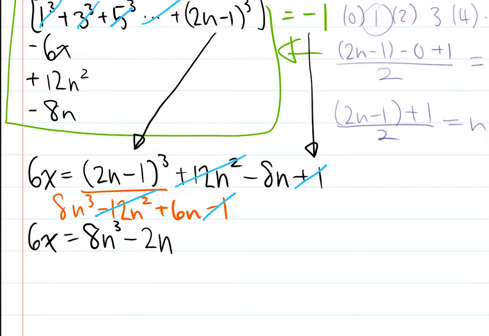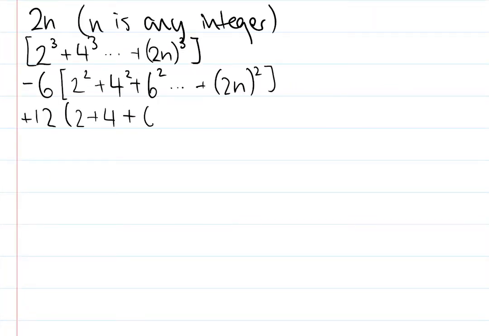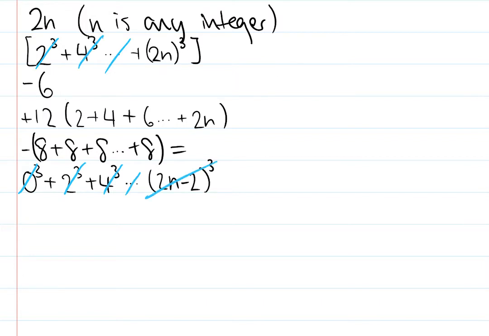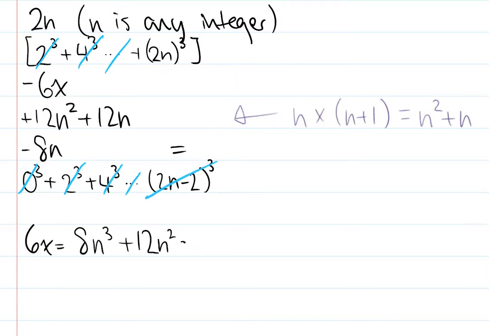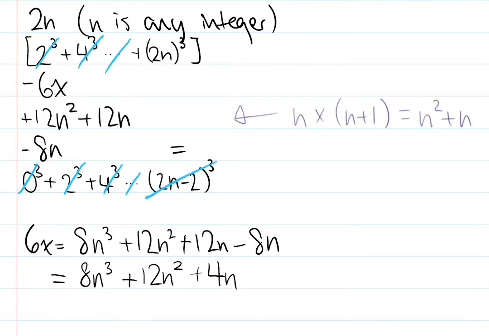Divide both sides by 6 and we get x equals to 4 over 3 times n cubed minus n over 3. Now for even numbers, you do the exact same. So the final answer will be 4 over 3 times n cubed plus 2n squared plus 2/3 n.